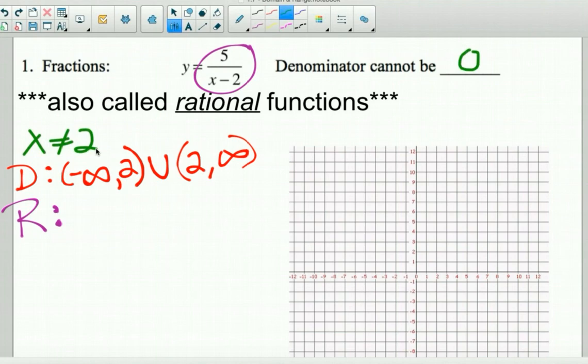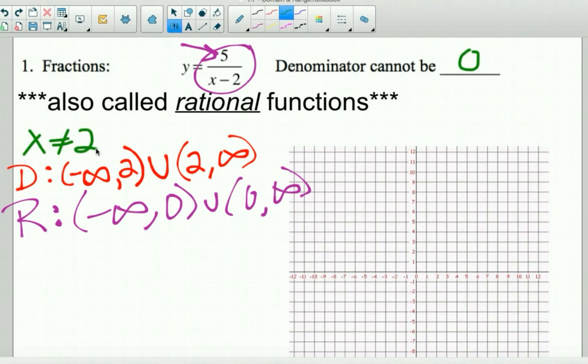But there is one number that you're never going to get, and if you can tell, that's great. It's actually 0, because the only way for a fraction to equal 0 is if the numerator is 0. If the denominator is 0, it's undefined. That's something totally different. And if you look at the numerator, it's the number 5. You can't change that. It's not like it's 5 plus x or 5 times x. It's just 5. So the range is negative infinity to 0, union with 0 to infinity. It's the only number you're never going to get. Just like x couldn't be 2, y cannot be 0, or f of x cannot be 0, ever.